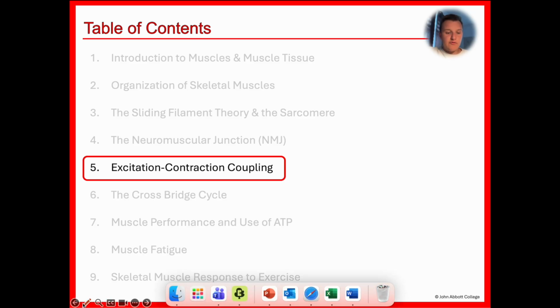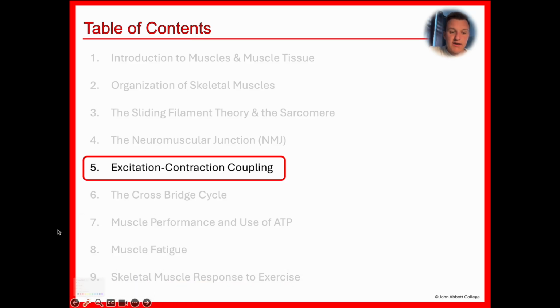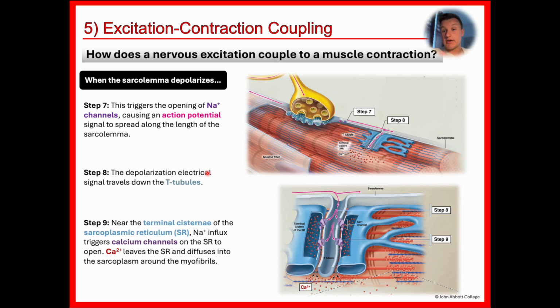So now we're going to move on and take a look at the excitation contraction coupling. I just said that these filaments slide over each other, right? But now I want to link what we talked about with the actual movement of these fibers for contraction. So how does a nervous excitation couple to the muscle contraction? How does this nervous signal cause muscle contraction, right? We're missing a few steps here.